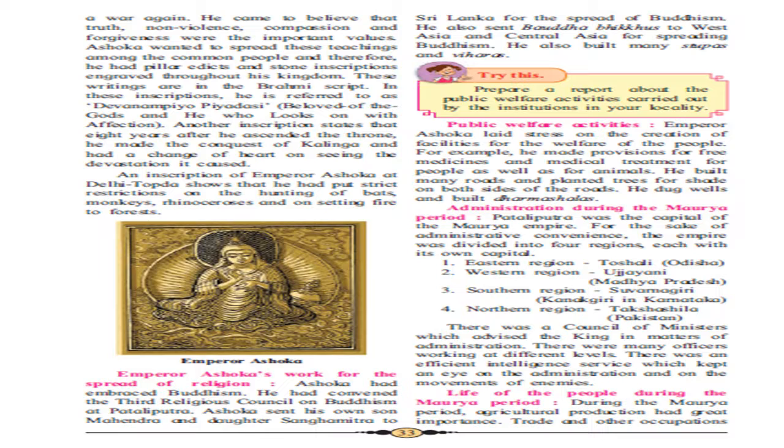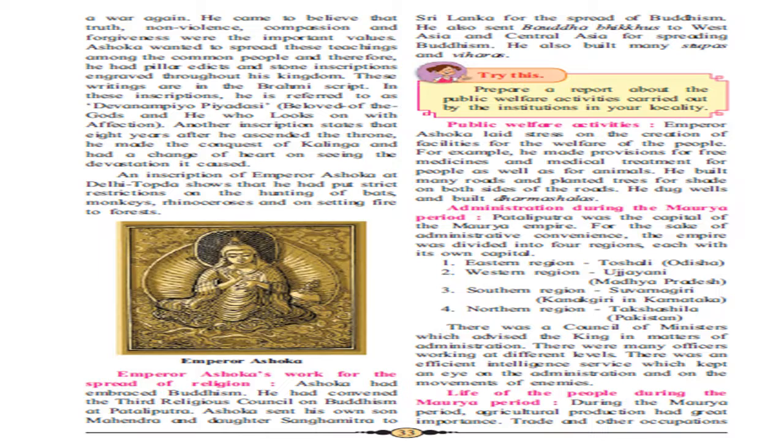Emperor Ashoka worked for the spread of religion. Ashoka had embraced Buddhism, means he thought of preaching Buddhism all over the world. He had convened the Third Buddhist Council at Patliputra. Ashoka sent his own son Mahendra and daughter Sanghamitra to Sri Lanka for the spread of Buddhism. He also sent Buddhist bhikshus to West Asia and Central Asia for spreading Buddhism. He also built many stupas and viharas, means monasteries.